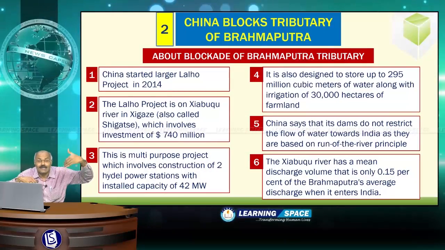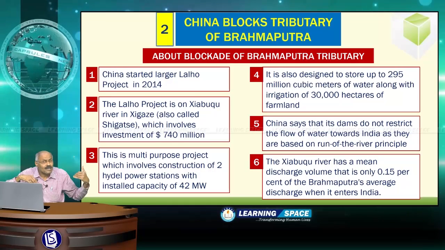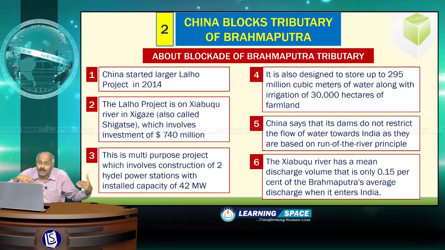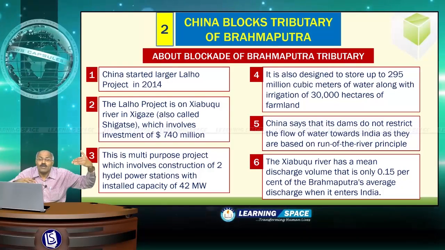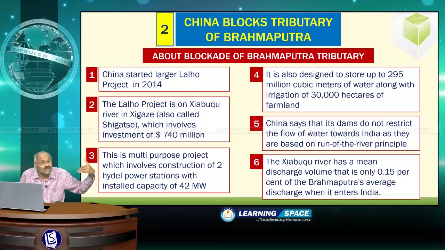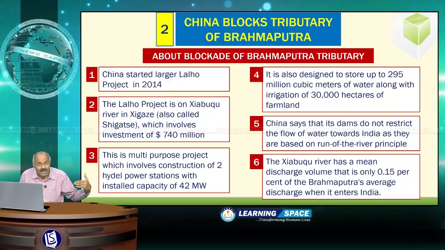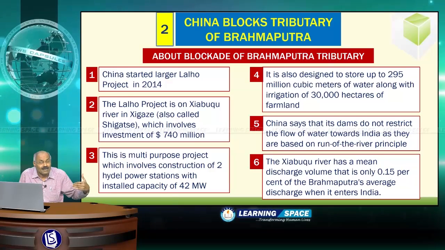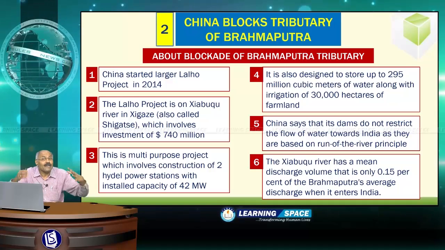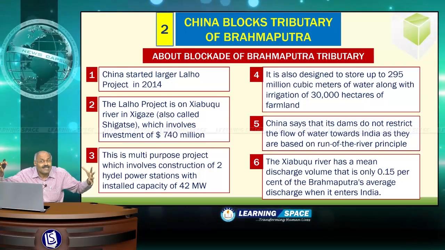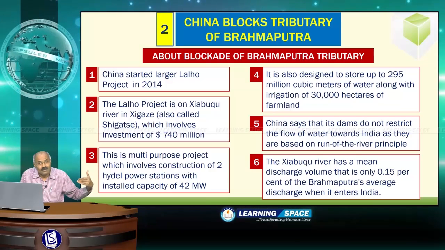And if you look at this Xiabuku river, which is the tributary of Brahmaputra, it has got mean discharge volume that is only just 0.15% of total Brahmaputra's average discharge. This is very important point. This tributary, which is in the news recently as China is blocking water, has got only 0.15% of the discharge if you look at the total discharge of Brahmaputra, right?